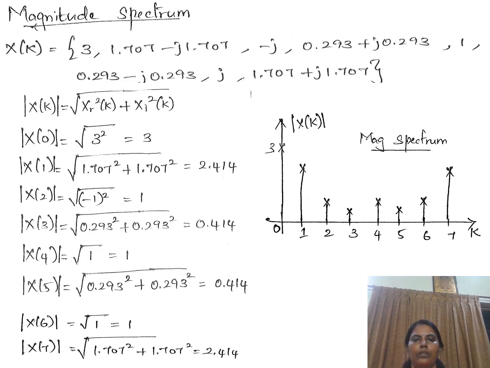Next we have to calculate the magnitude spectra. Mod X of k equal to real part square plus imaginary part square. Again we have to calculate the magnitude for the first 8 samples, 0 to 7, and plot all the magnitude values with respect to k. When k equal to 0, the magnitude is 3. When k equal to 1, the magnitude will be 2.414. For k equal to 2, the magnitude will be 1. Like that we will get the magnitude spectra. After 8 values, the spectra will be repeated for the next 8 values.